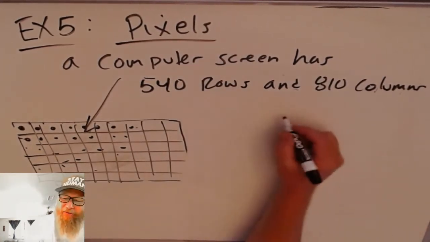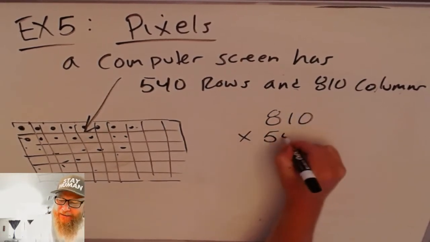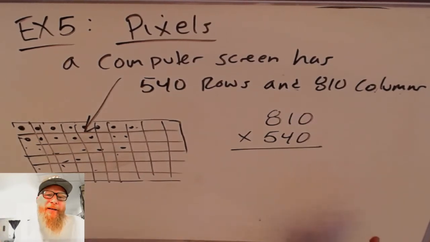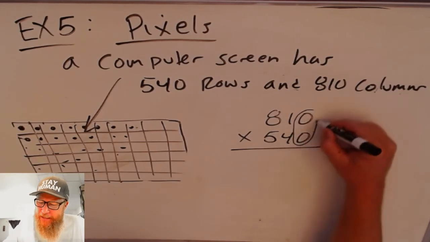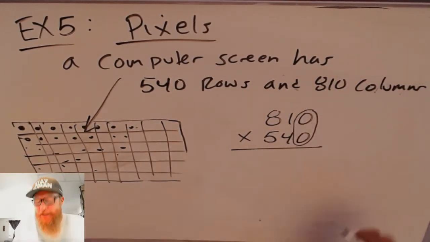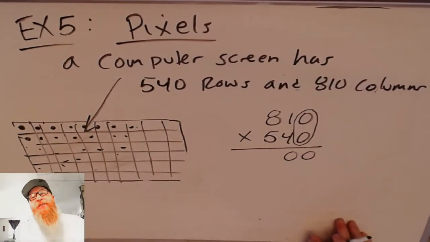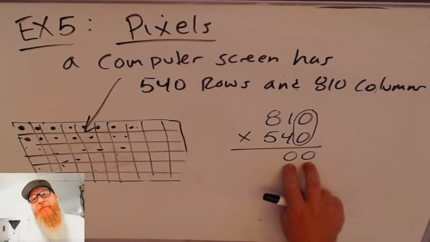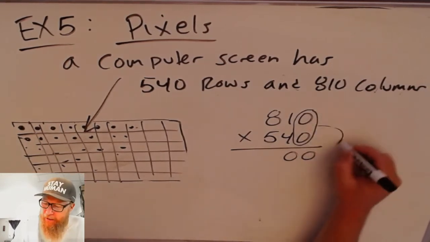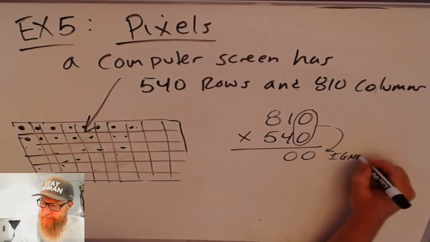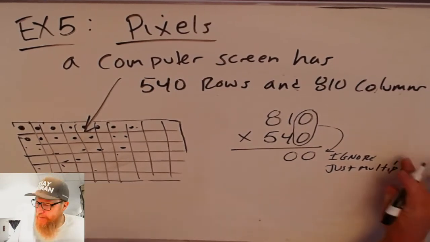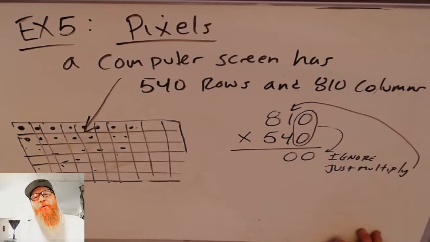All right, so we're going to have 540 times 810. You want to know a little trick? It's a nice trick. Both of these numbers end in 0. So that means that I'm going to have 2 rows of zeros. So instead of going 0 times 0, 0 times 0, 0 times 0, and getting that, I can just automatically put down my 2 rows of zeros. And now I can ignore them, and just multiply 81 times 54.